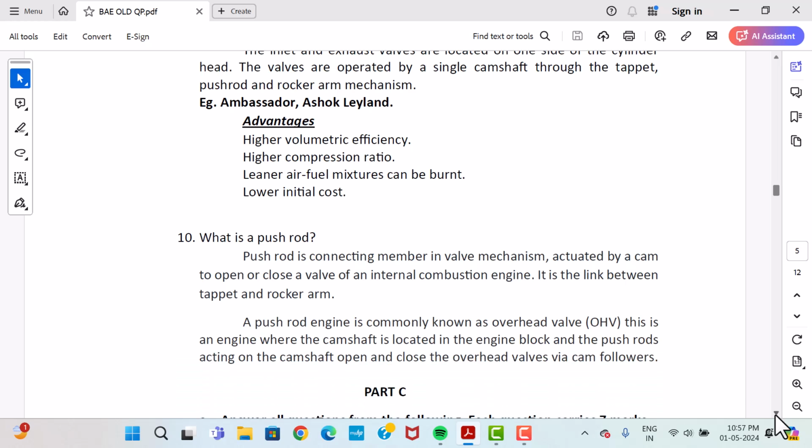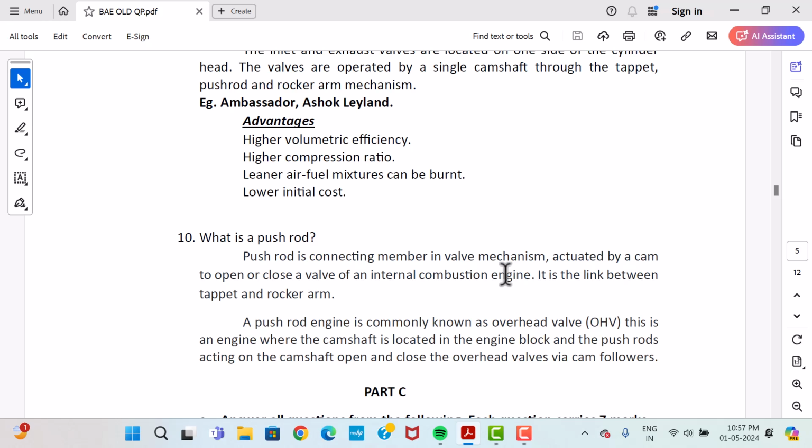The 10th question: what is a push rod? A push rod is a connecting member in the valve mechanism, actuated by a cam to open or close a valve of an internal combustion engine. It is a link between the tappet and the rocker arm. The position of the push rod is in between the tappet and rocker arm.